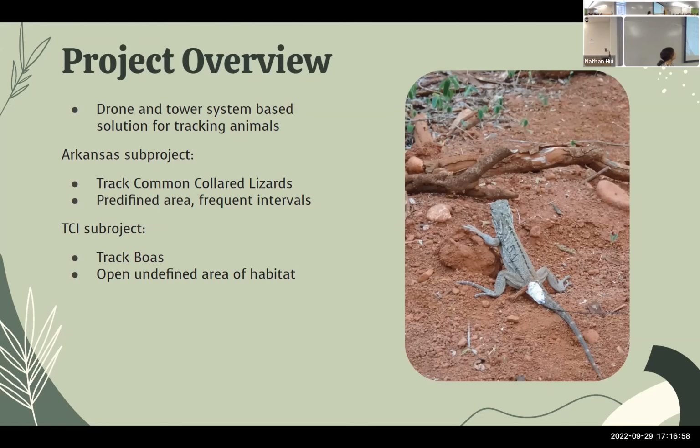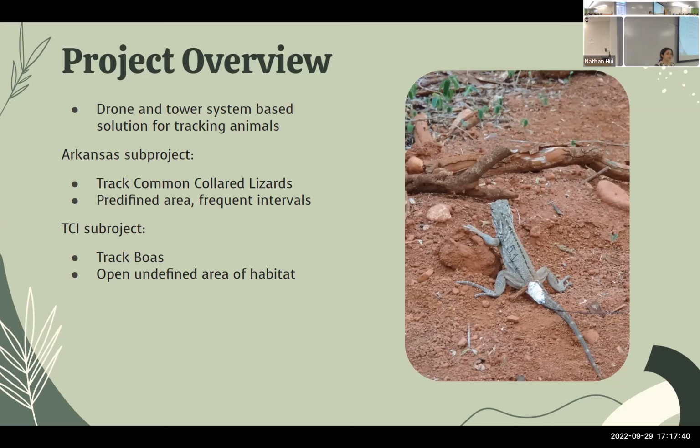Our main, a brief overview. We've got two systems. We've got a drone system and a tower system to simplify this process. So our two subprojects, the Arkansas subproject uses the towers. In this project, we've got a predefined area of space. So we only want to track animals within a certain area, and we want very frequent and very accurate results. And so we're setting up towers around the perimeter and triangulating the position of every lizard based on synchronous signals from different towers around the perimeter.